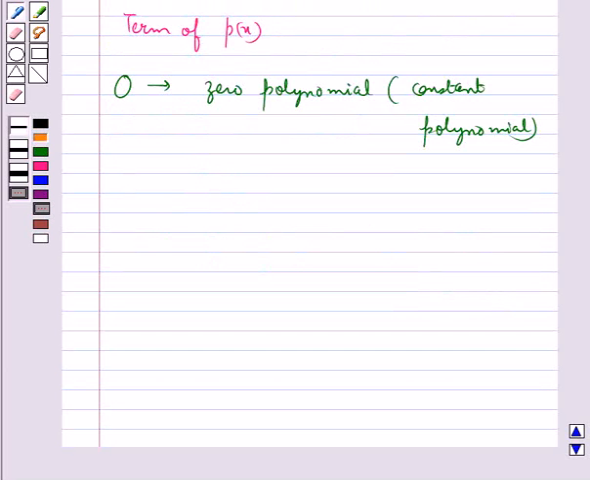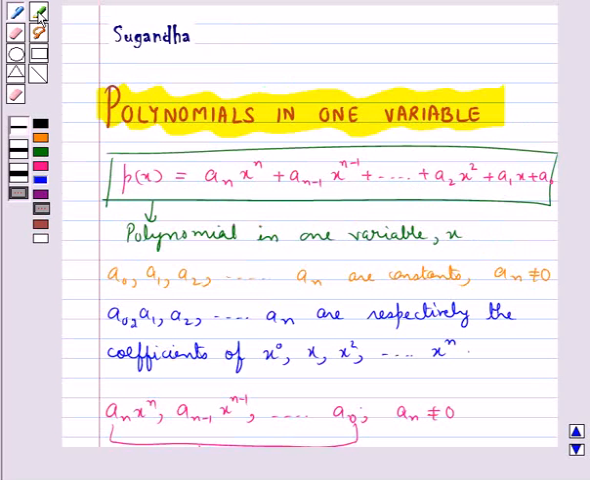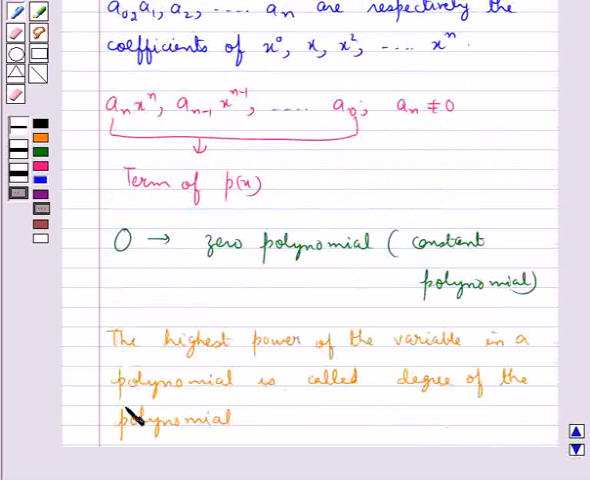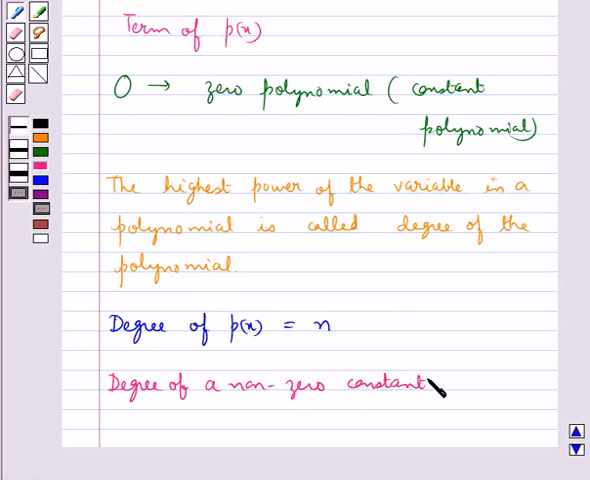Now let's define the degree of the polynomial. The highest power of the variable in a polynomial is called the degree of the polynomial. Now the degree of this polynomial P(x) is given by n. That is, we say that degree of P(x) is equal to n, and also the degree of a non-zero constant polynomial is 0.